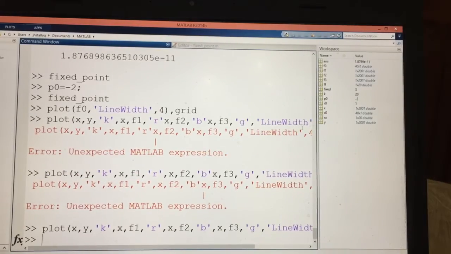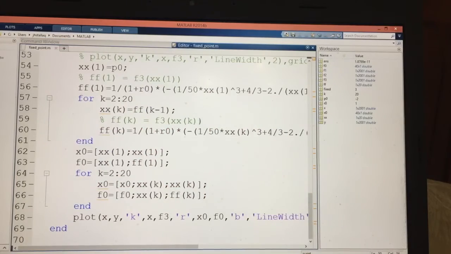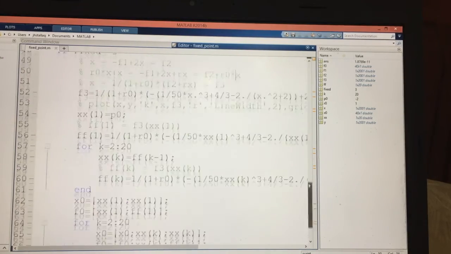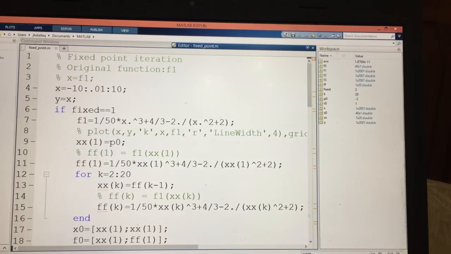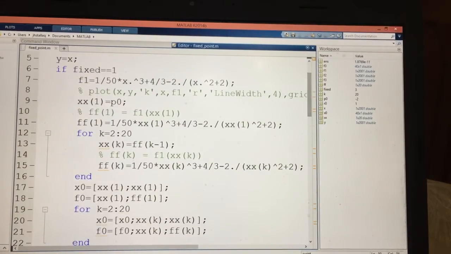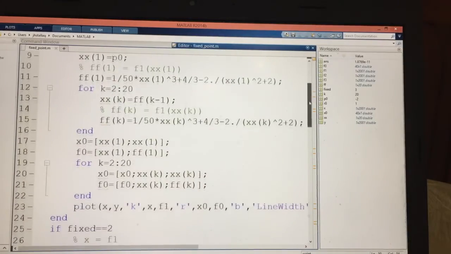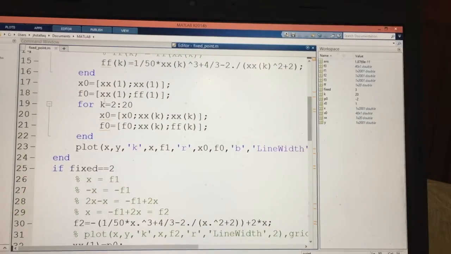What I want you to do now is practice. I sent this to you through the WhatsApp group. I want you to type it in MATLAB on your computer and practice it. Practice and understand why we do this. Why we do this here, okay?